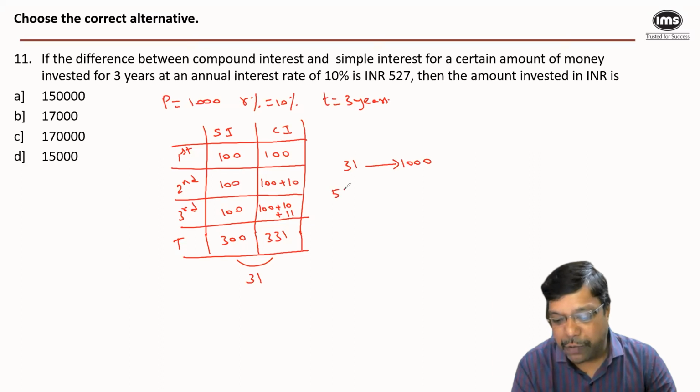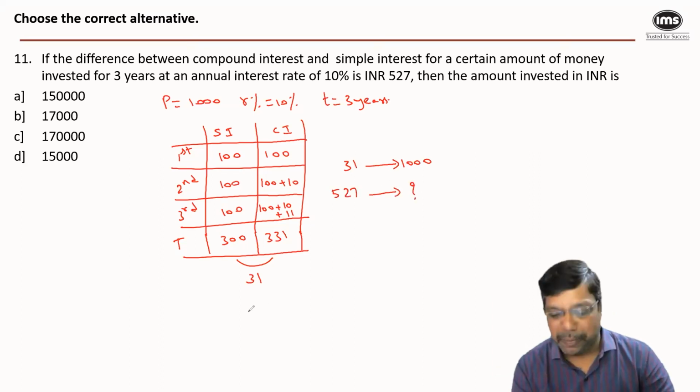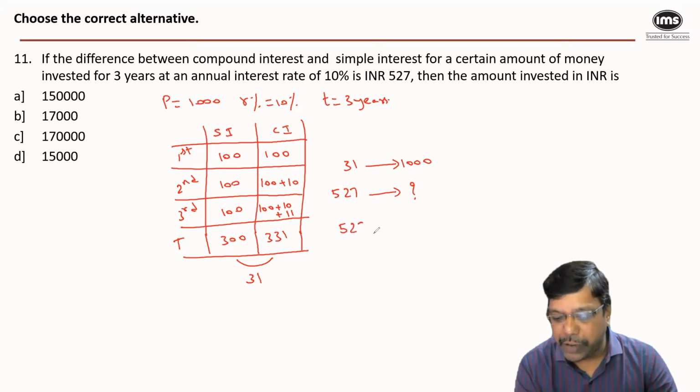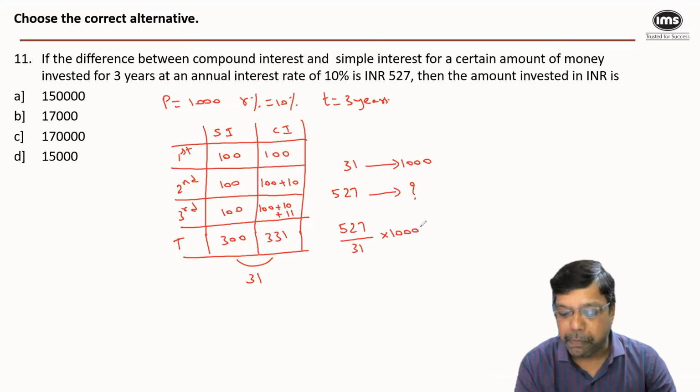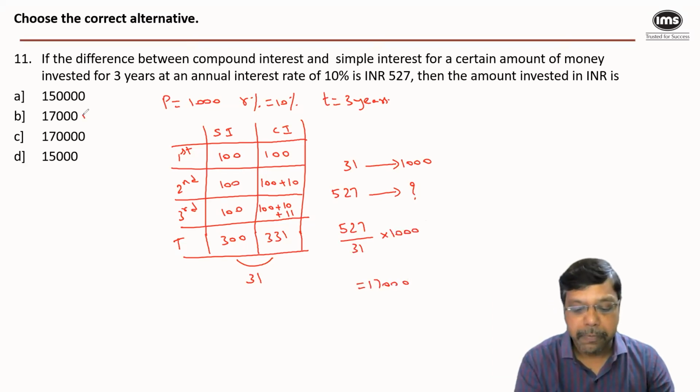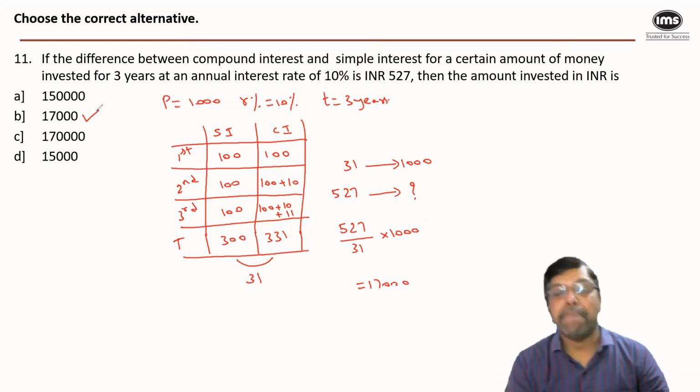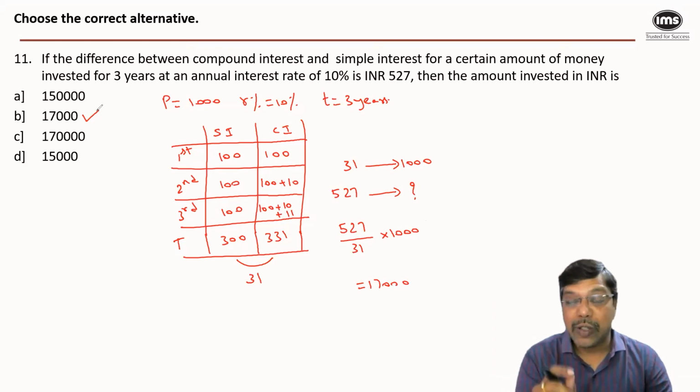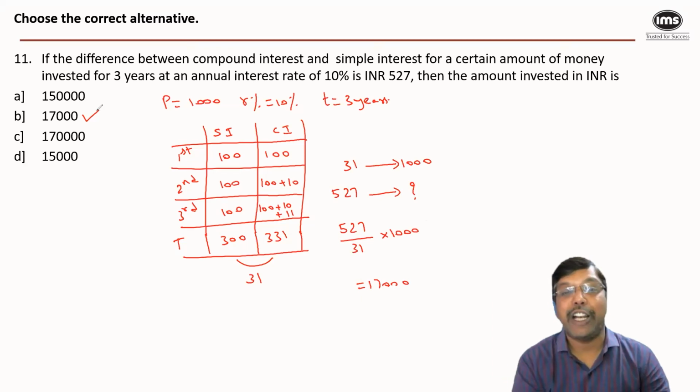If the difference is 527, how much will be the principal? Which is 527 by 31 into 1,000. So which is equal to 17,000. Answer option B.